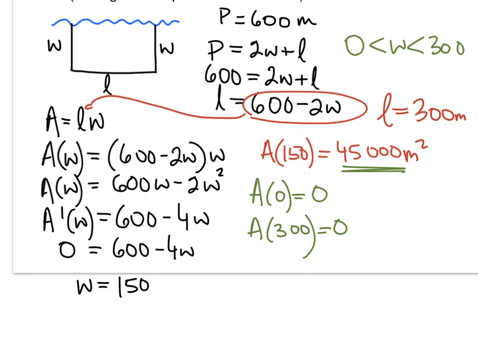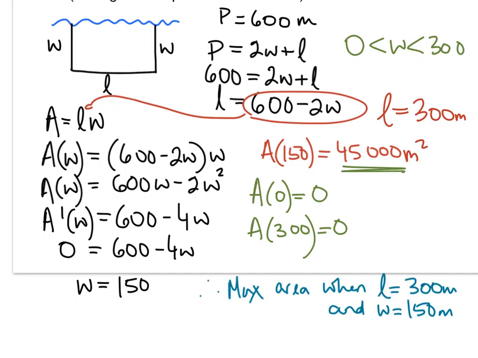That's the amount that we got when we set the derivative equal to 0. And so the dimensions that will maximize the area are when your length is equal to 300 meters and your width is 150 meters. And just as a side note, it really didn't matter which variable I chose to substitute, you'll still get the same result.